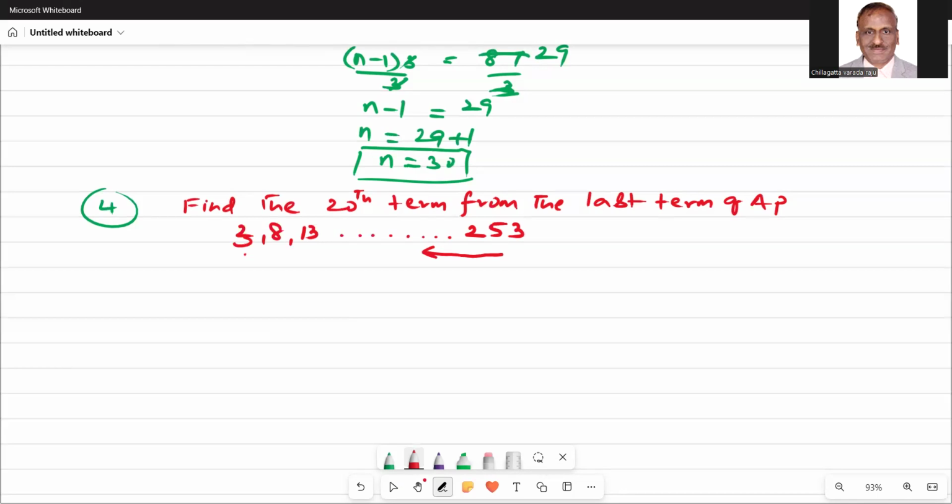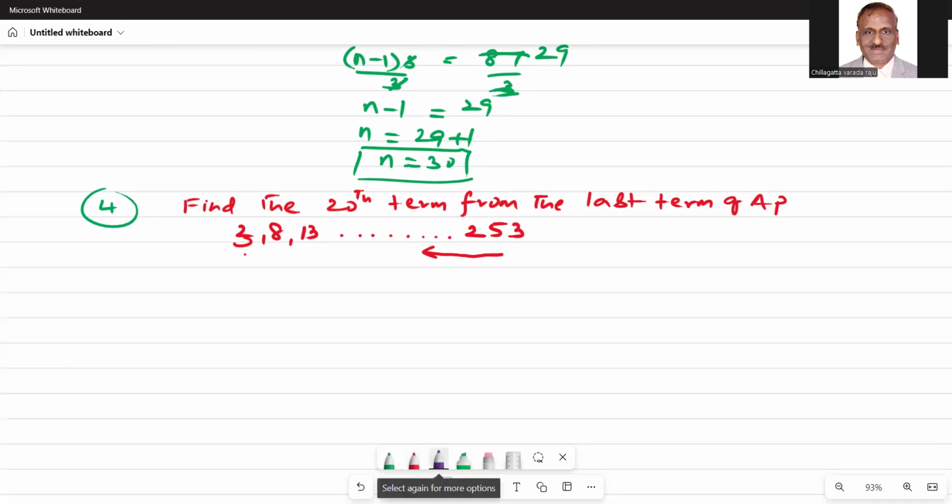So what you do here, we will write the terms in descending order now. The terms which are given to you are in ascending order. Let us write it in descending order. So the first term will become what? 253. What is the common difference here? 8 minus 3 is 5, 13 minus 8 is 5. That means keep subtracting 5 from 253. 253 minus 5 is 248. 248 minus 5 is 243. Correct, sir? When you come back, the first term will become a, and that a will become the last term here. Okay, sir. Now we want the 20th term.